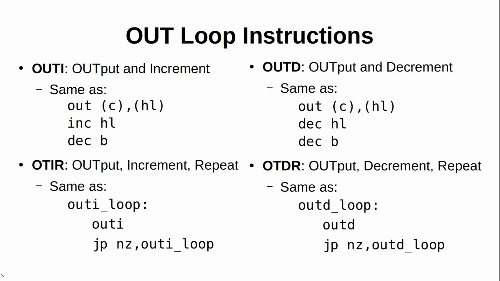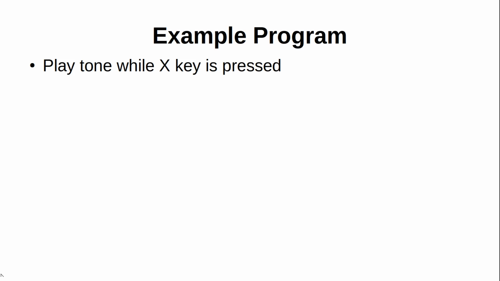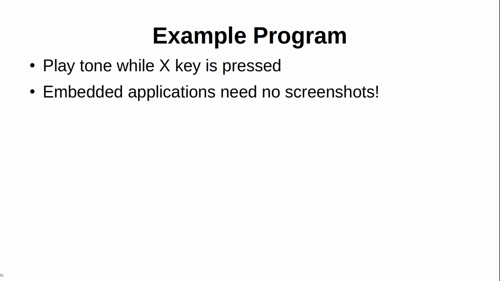Because of these instructions' limited utility, we will be using only the regular IN and OUT instructions in this tutorial series. For our example program, we are going to simply use the Spectrum as a device that will play a tone while you press the X key. What does this look like? Well, embedded applications need no screenshots. Let's just go right into the code.